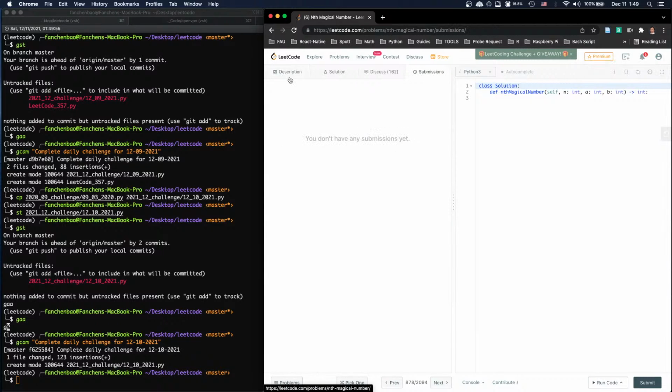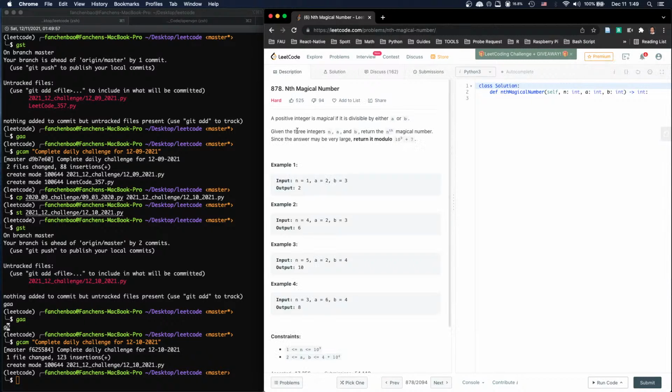Yep, new question. Nice. A positive integer is magical if it is divisible by either a or b. Given three integers n, a, b, return the nth magical number. If it is divisible by either a or b, so if it's 2 and 3, the first one is 2. The fourth one, okay.